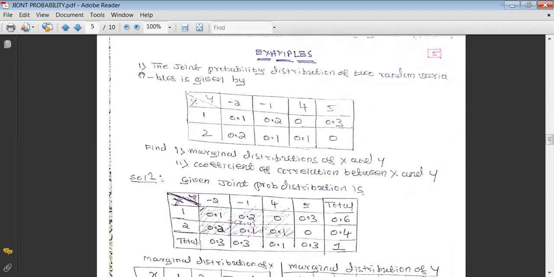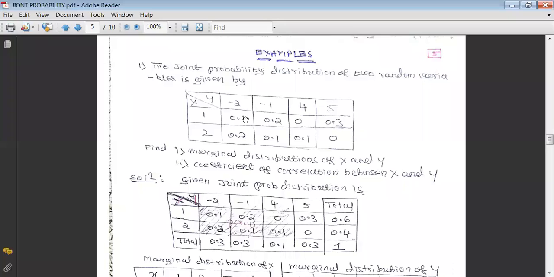First, let us take the first example: the joint probability distribution of two random variables is given. In this case, they are given the joint probability distribution of two variables x and y, where x takes the two values 1 and 2, and y takes the four values -2, -1, 4 and 5, with respect to probabilities 0.1, 0.2, 0.3 in the first row, next 0.2, 0.1, 0.1, 0 in the second.